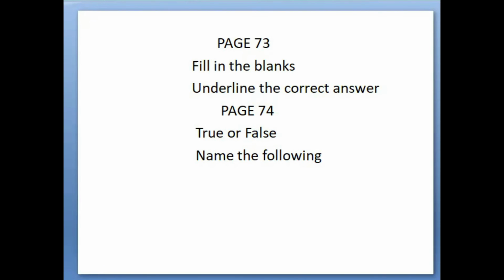Question number 5. 2 changes that are for our benefit. And the answer is cooking of food and ripening of fruits. The last question, question number 6. 2 changes that are harmful for us. And the answer is floods and pollution.